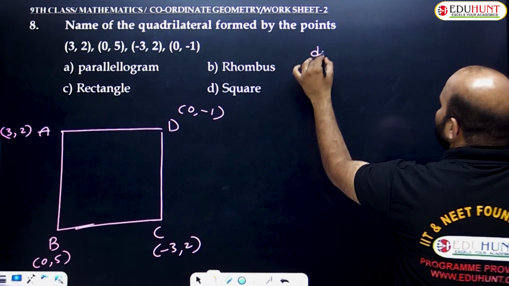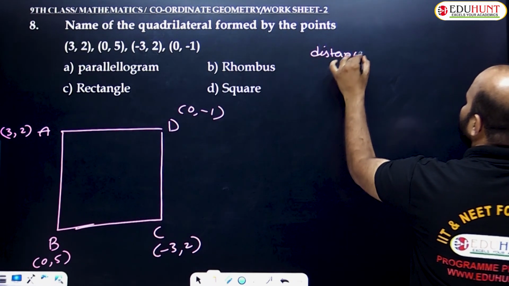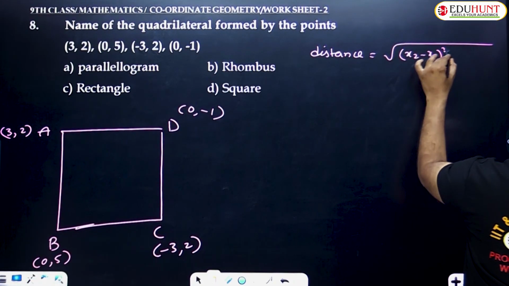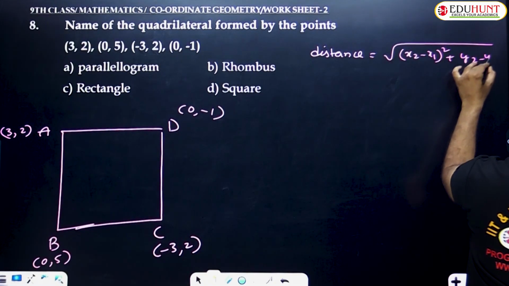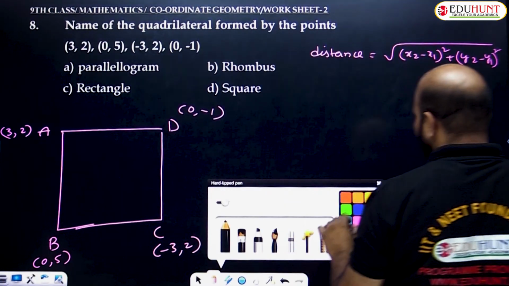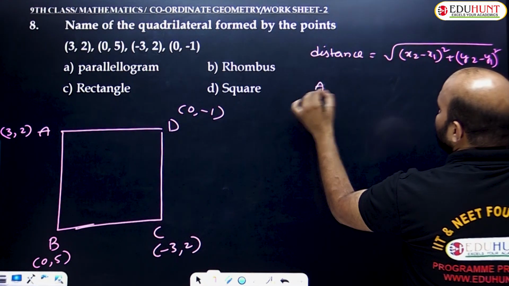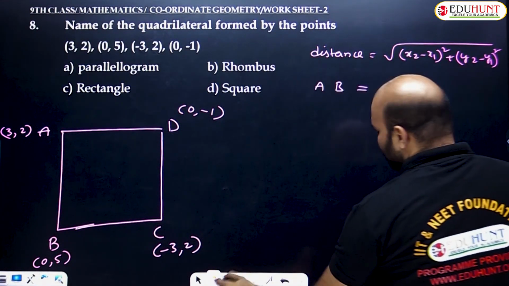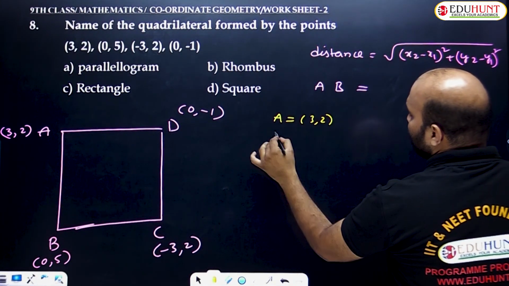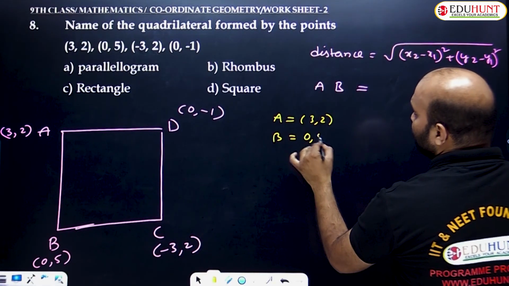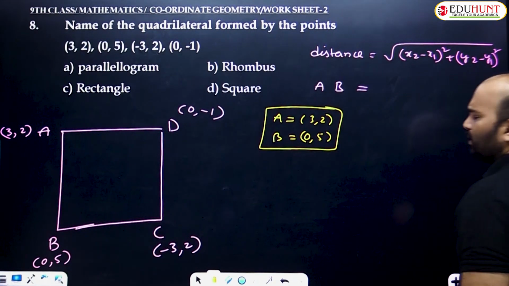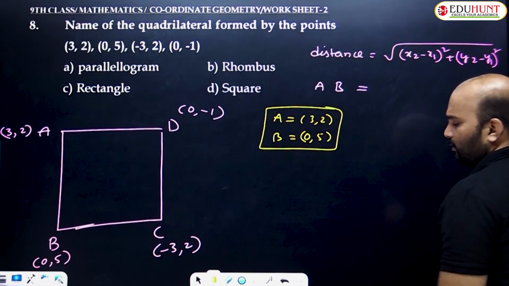What is the distance formula? Distance equals the square root of (x2 minus x1) whole square plus (y2 minus y1) whole square. Am I clear? So first you need to find the AB distance. Here, what are the A coordinates? A coordinates are (3, 2). B coordinates are (0, 5). A coordinates are x1, y1 and B coordinates are x2, y2.